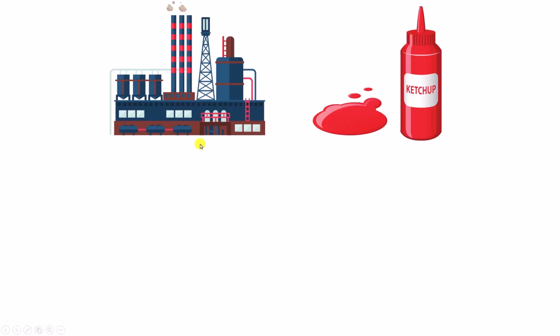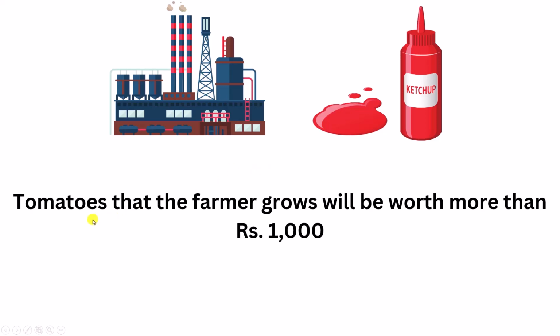Now, there is a factory or a company which manufactures tomato ketchup. Okay? Now let us look at the perspective of this company. This company or factory thinks that the tomatoes that the farmer grows will be worth more than 1000 rupees. Which farmer? The farmer that I just explained to you about. Okay? So this is what this company thinks. Okay? Tomatoes that the farmer grows will be worth more than 1000 rupees.